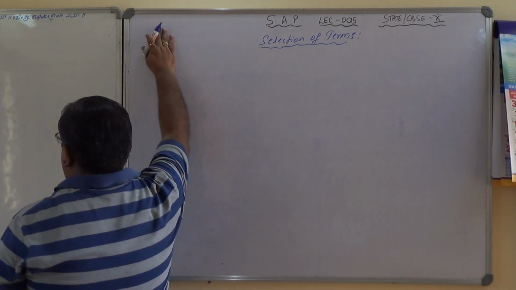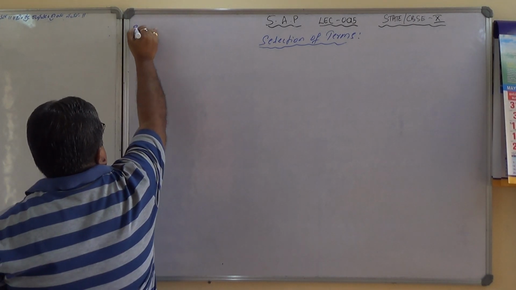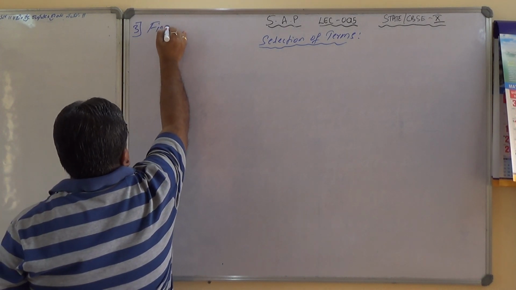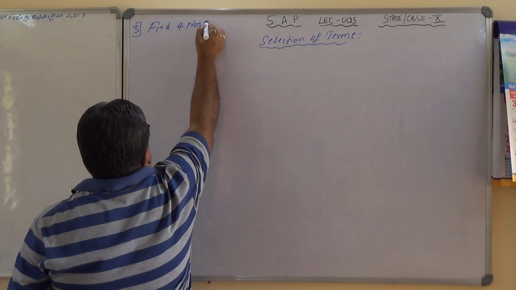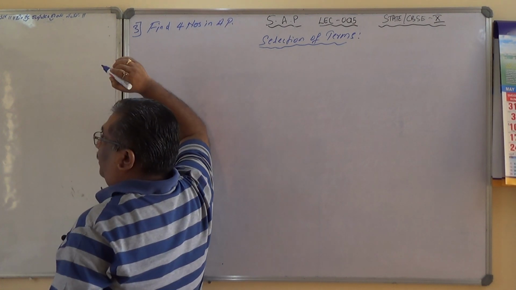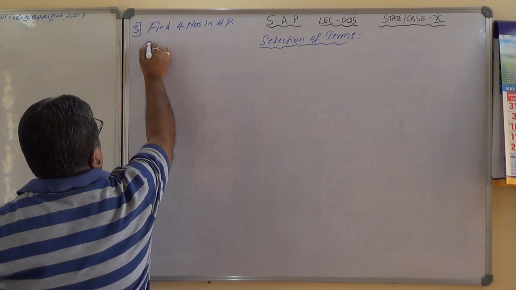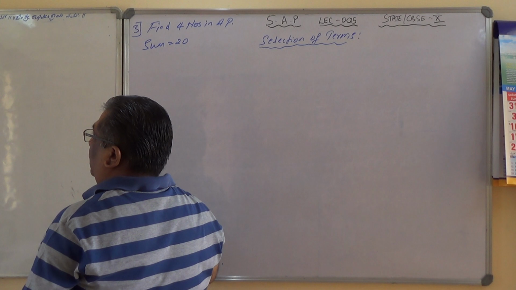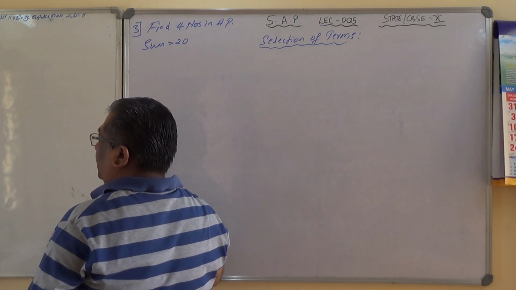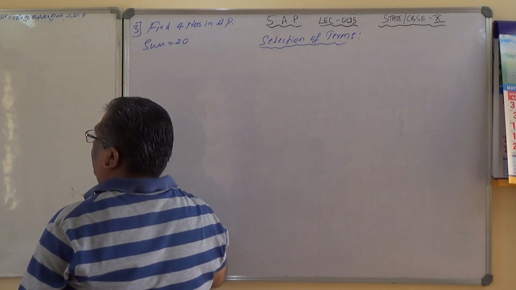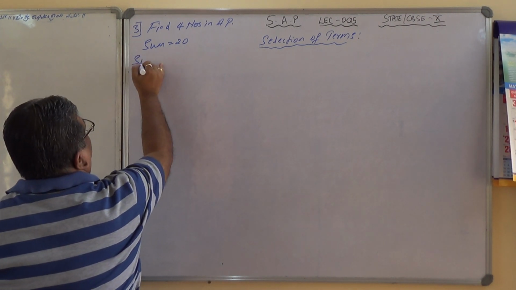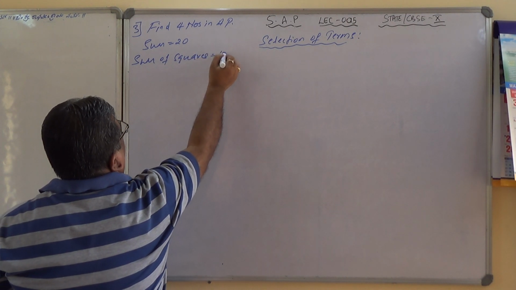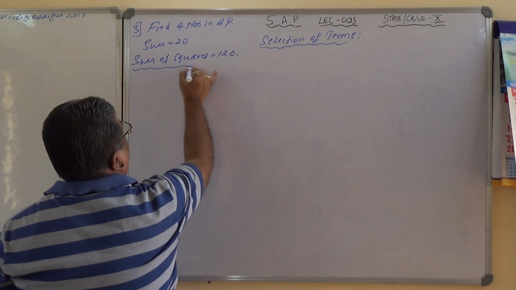Next, example 3 of RD Sharma. Find 4 numbers in AP whose sum is 20 and the sum of whose squares is 120. So let us write the solution for this one.